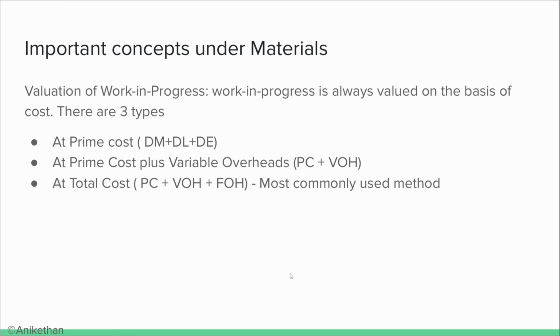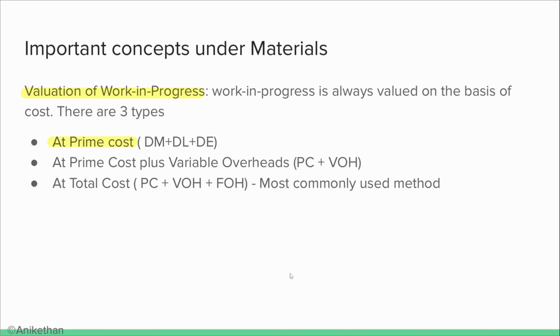Now next topic is valuation of work in progress. So once you have material in your stock, then you issue it to the production. And while the production is undergoing and not completed, such a stage is called as work in progress. So there are three common methods used to value the work in progress. They are valued at prime cost, that is direct material, direct labor, and direct expense.